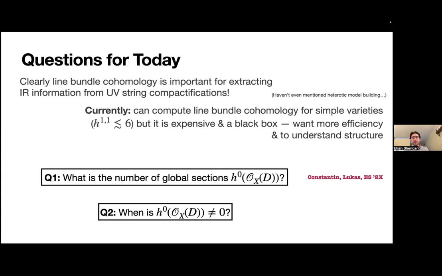And then an even more basic question, which might seem almost too trivial, but turns out to have actually rather interesting structure, is, setting aside what the number of these global sections is, can we determine whether it's zero or not? And this was the subject of the paper that came out a few months ago.